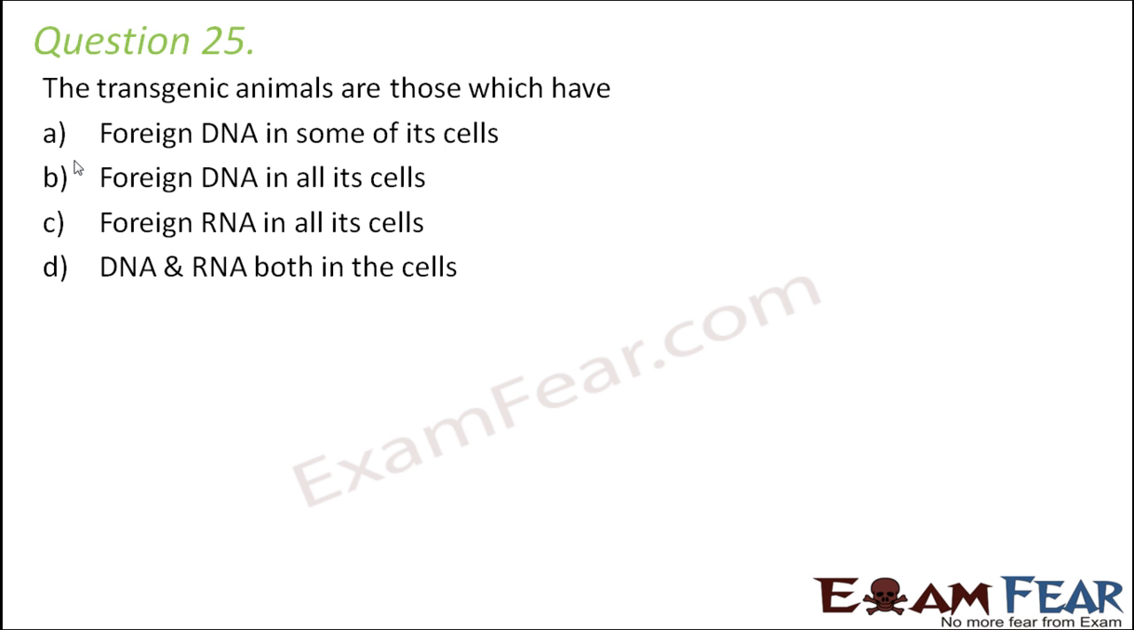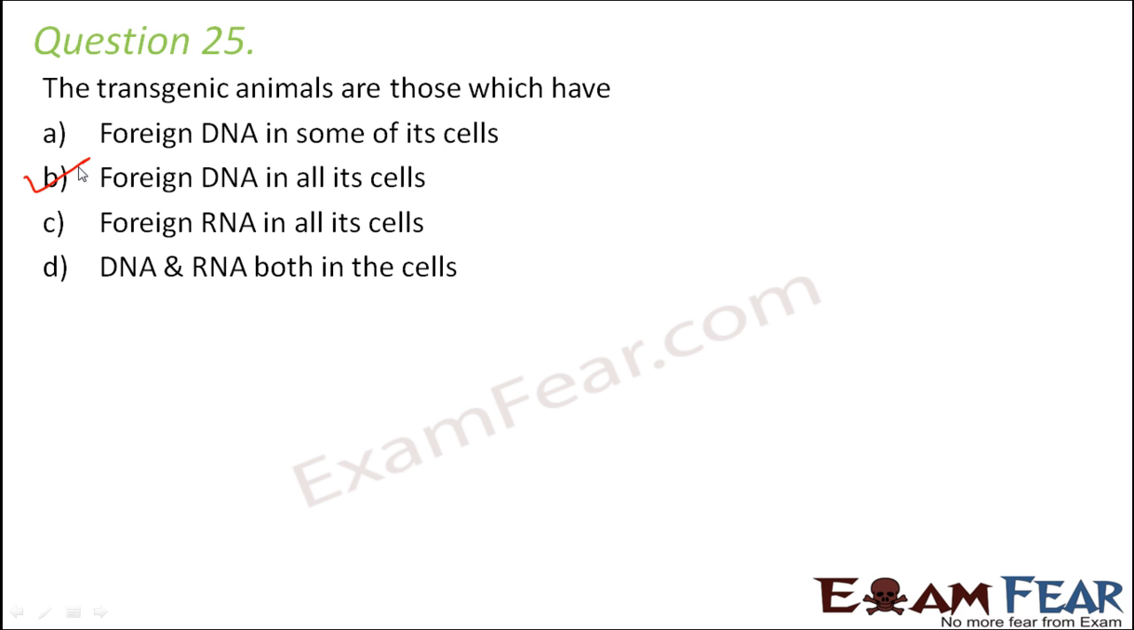Question number 25. The transgenic animals are those which have foreign DNA in some of its cells, foreign DNA in all of its cells, foreign RNA in all of its cells, RNA and DNA both in the cells. Now, transgenic animals means that they have foreign DNA in all of its cells. So, how do we produce transgenic animals?